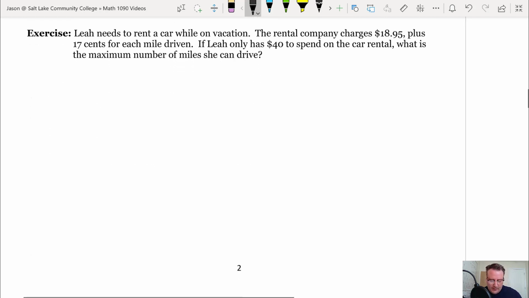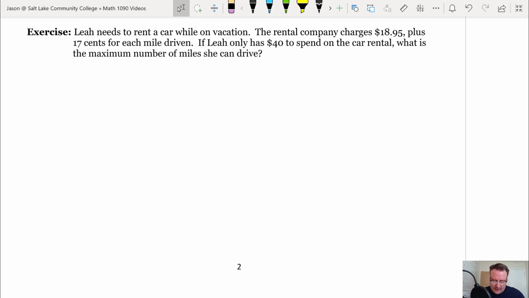Okay. Let's see, next exercise. Leah needs to rent a car while on vacation. The rental company charges $18.95 plus 17 cents for each mile driven. If Leah only has $40 to spend on the car rental, what is the maximum number of miles she can drive?